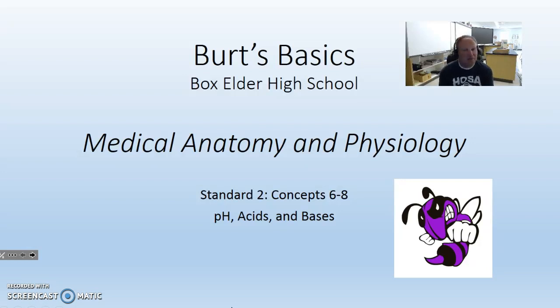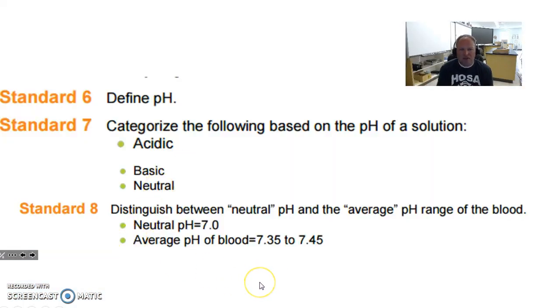Today we're finishing up some chemistry. So today we're doing Standard 2 Concept 6 through 8. We're learning a little bit about pHs, acids, and bases. So let's go ahead and get started. These are the things that you need to know. You have to define pH, know the difference between acids and bases, and then tie that to something that's a real world application like the pH of my blood, which we talked about homeostasis in one of our prior videos, and we just got to make sure that we know how important pH actually is.